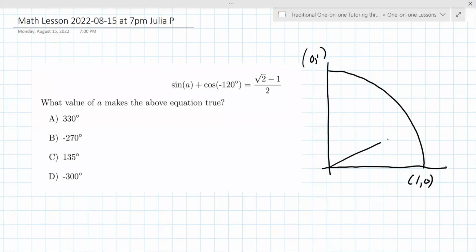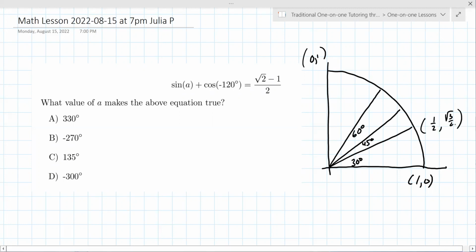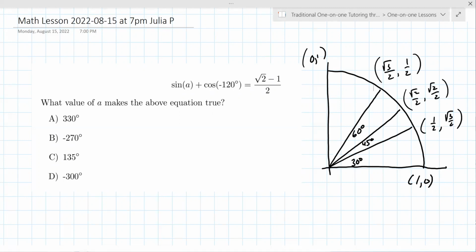And then there are 3 places on the unit circle that you just have to know. The first one's at 30 degrees, 45 degrees, and then 60 degrees. These are the points 1/2 root 3 over 2, root 2 over 2, comma root 2 over 2, and then root 3 over 2, comma 1/2. I think you've seen this before, but if you haven't, please let me know.